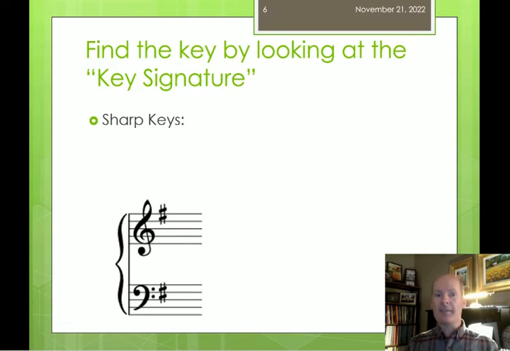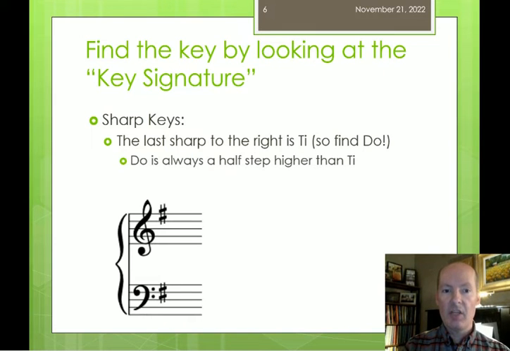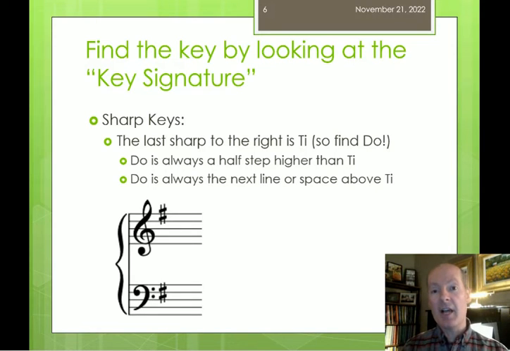Now let's find it. In sharp key signatures, the last sharp to the right is T. If you know T, you can find do. Do is always a half step higher than T, as we just learned. Do is always the next line or space above T, which makes it the next letter of the alphabet.